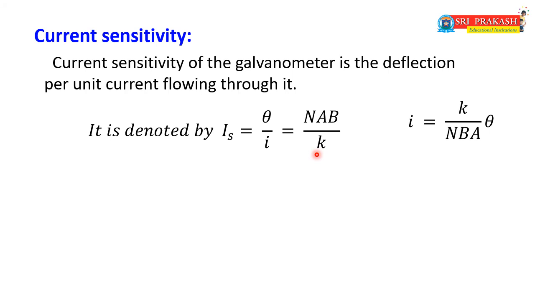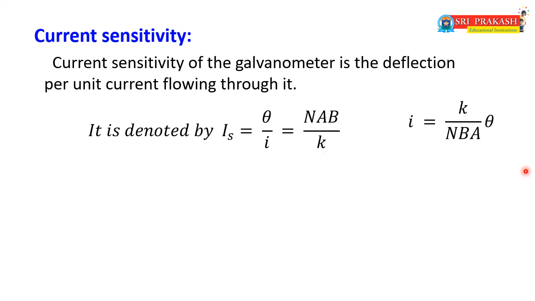With this expression we can say that for the galvanometer to respond to even a small current, you have to arrange more number of turns. More current sensitivity means more deflection for a small amount of current, so it is more sensitive to a small change of current in the circuit. For that we need more number of turns, more cross-sectional area of the coil, a stronger radial magnetic field, and the proportionality constant K should be less. Then only the sensitivity of the galvanometer will be high.